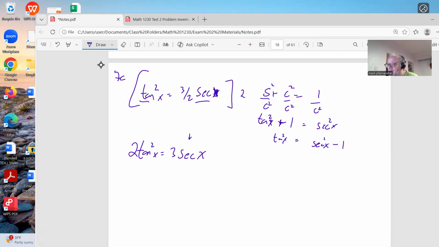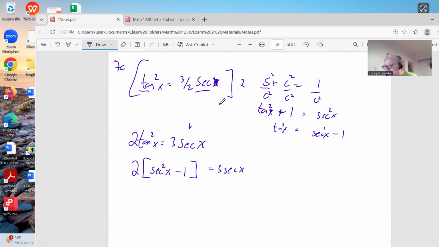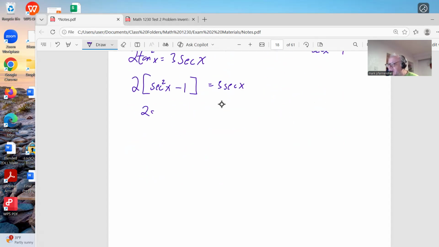Now, you have to be careful. I can't turn a secant into a tangent, but I can turn a tangent squared into a secant. See, there's a difference there. So we're going to say this is 2 times secant squared x minus 1. Don't forget to put parentheses around this because we have to distribute. That is equal to 3 secant of x. Now we have 2 secant squared x minus 2 is equal to 3 secant x.